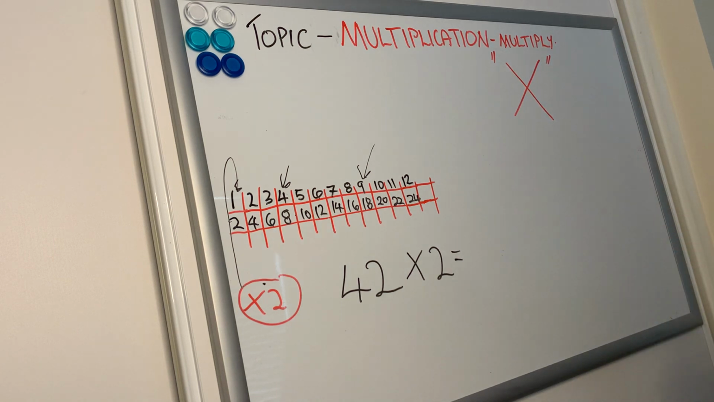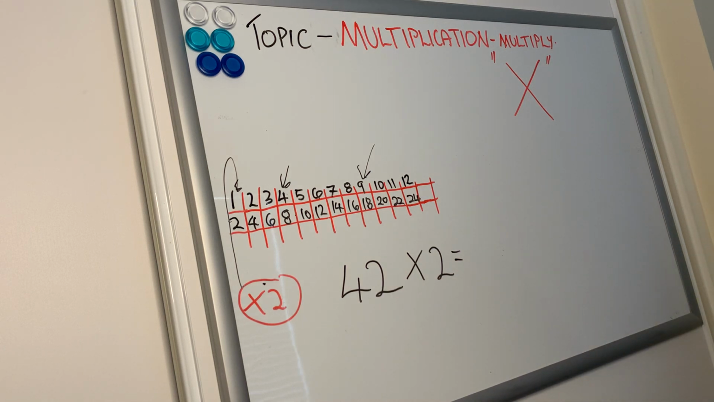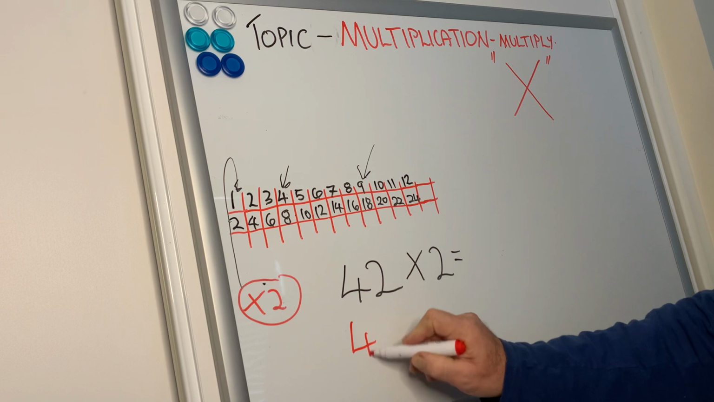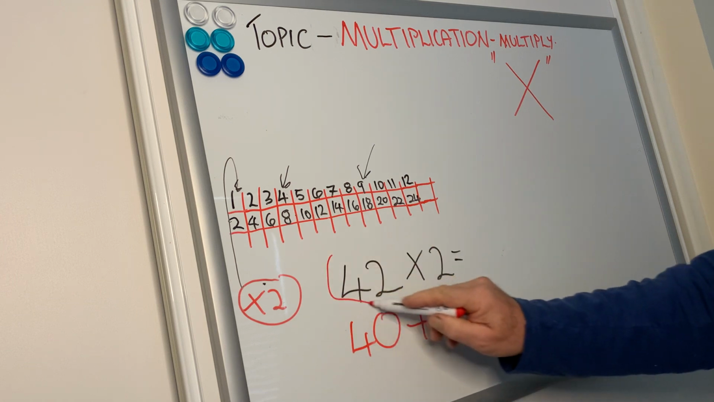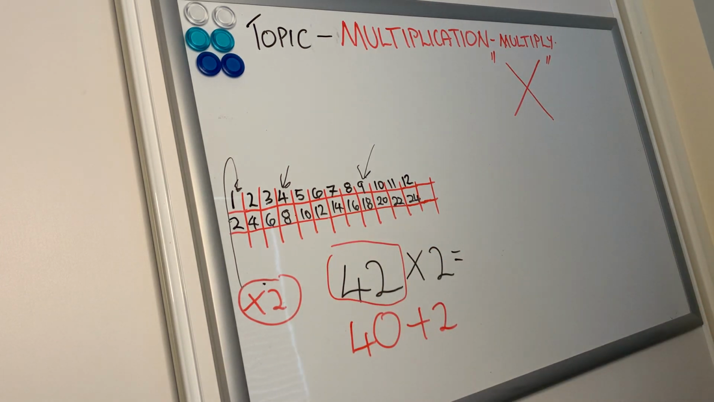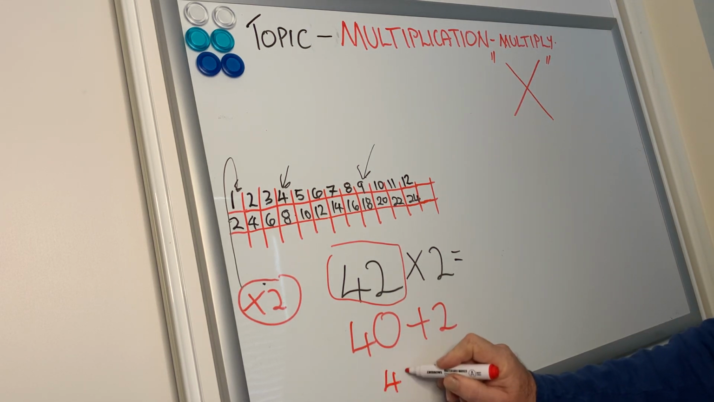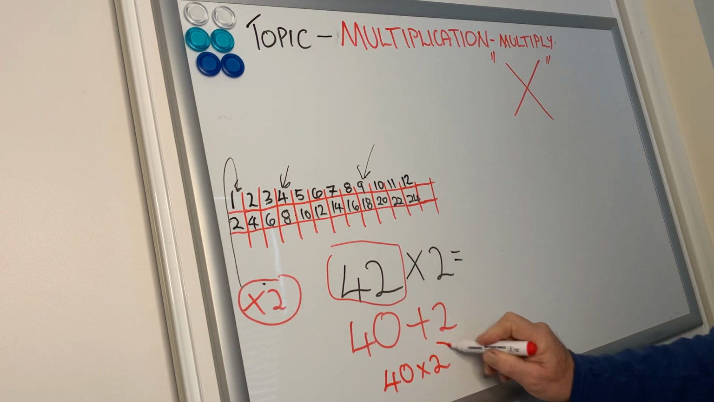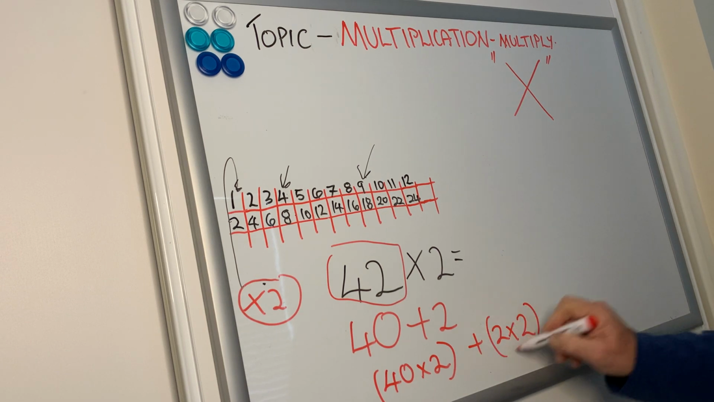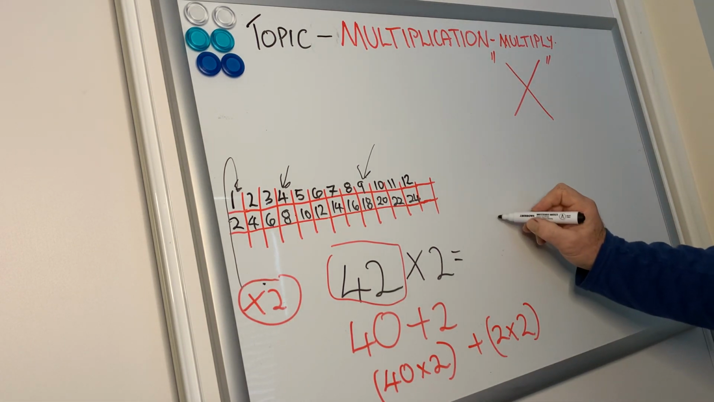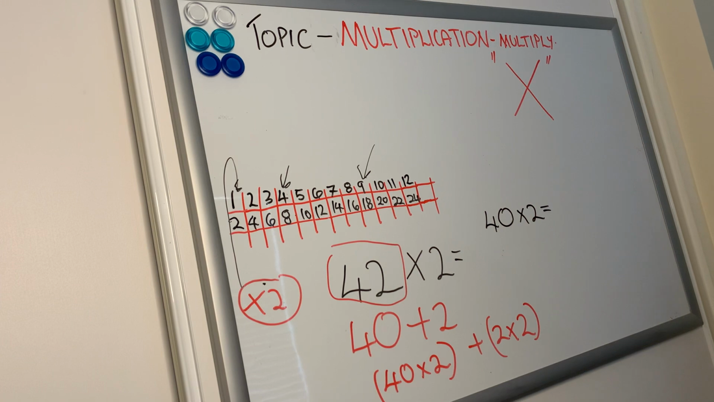When we look at 42, what is the best way of breaking down 42 in its simplest version, do you think, Logan? 40 plus 2. Good. So when we break down or simplify 42, it's 40 plus 2. So this is like saying 40 times 2, and then plus 2 times 2. If we take it up here and say 40 times 2, how would we work this part out, Logan?